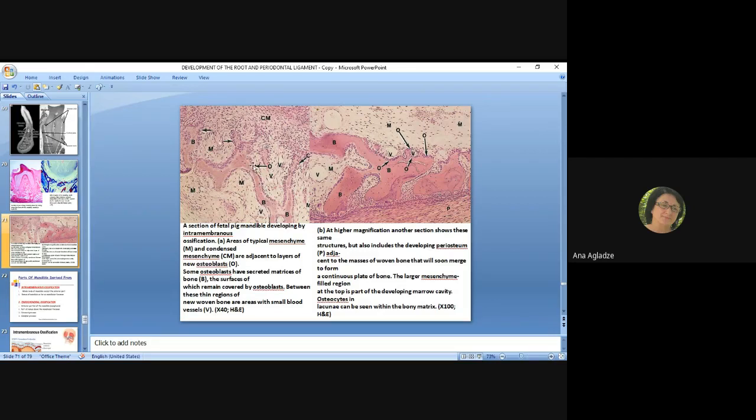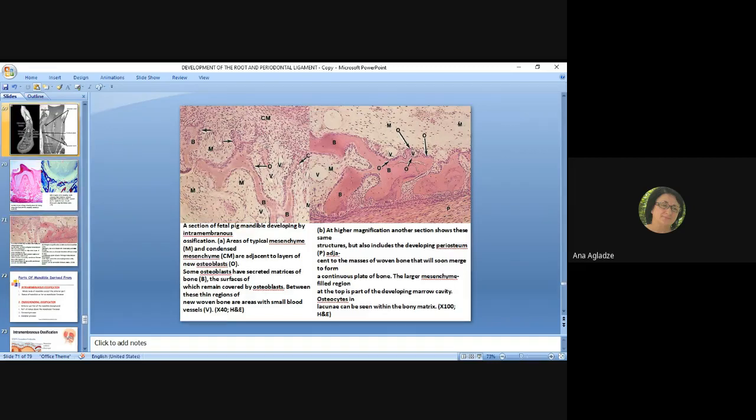These are secretory, formative cells, these osteoblasts, and they form an epithelial-like lining on the osteoid. Between the two regions of new woven bone are areas with small blood vessels, a lot of blood vessels you can see, and this is newly formed osteoid and the layer of osteoblasts. The alveolus is separated from the developing enamel organ by the dental follicle to accommodate the growing tooth germ. The lamellae of the developing alveolar bone undergo resorption on the inner wall of the alveolus.